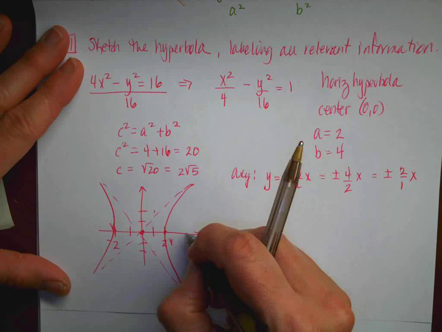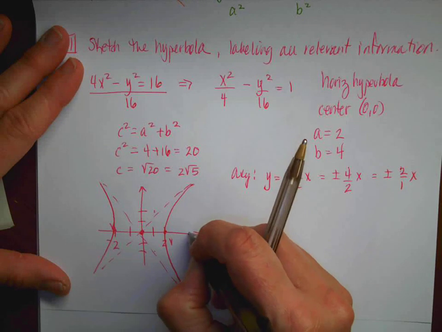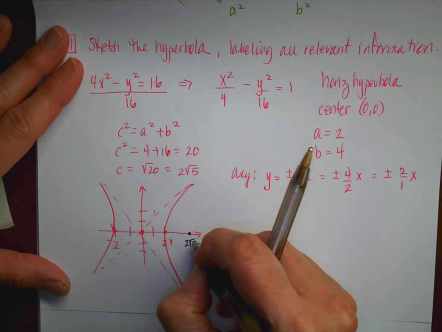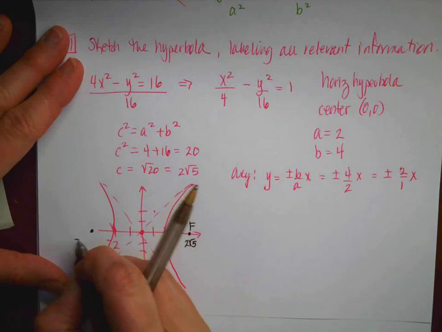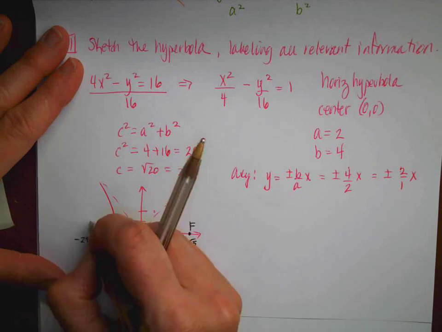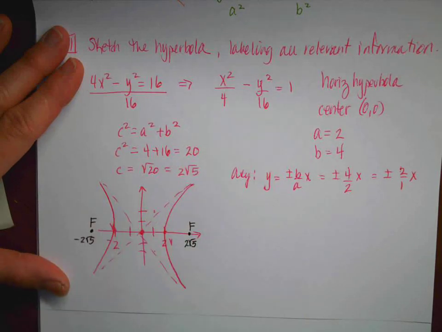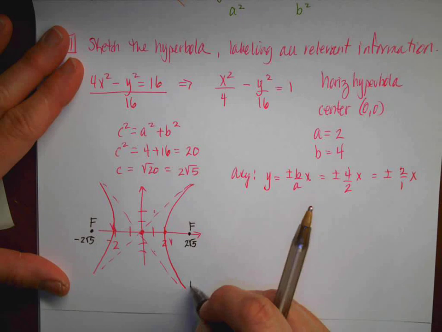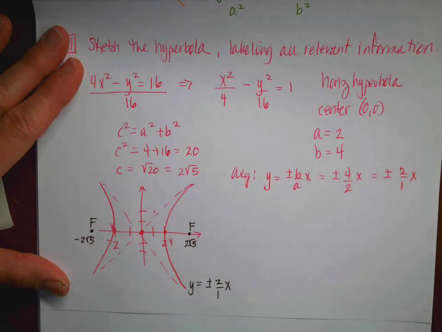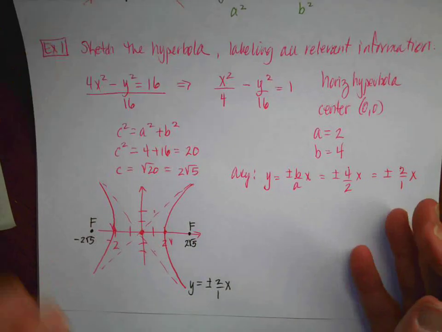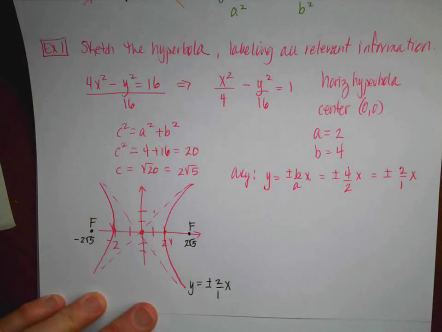My focus is at 2 radical 5. I don't know exactly where that is, so I'm going to put it here, and I'm going to label that at 2 radical 5, and that's my focus. And then I'm going to label this at a negative 2 radical 5, and that is my focus. Okay. I'm going to label my asymptotes as y is equal to plus or minus 2 over 1x. I know the 1 is a little bit silly mathematically, but it does help me to draw a very nice hyperbola. Alrighty, I think that's everything that we need.